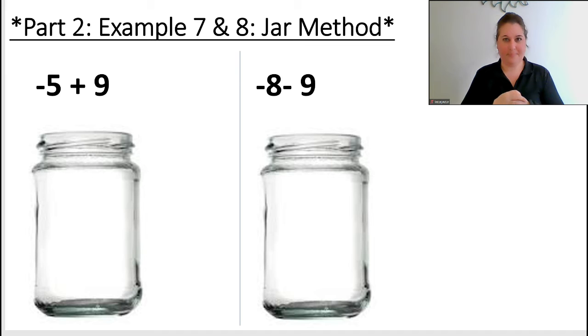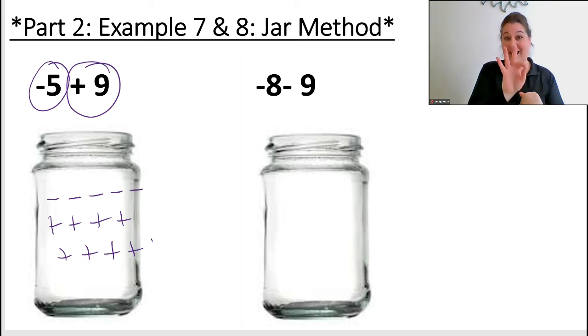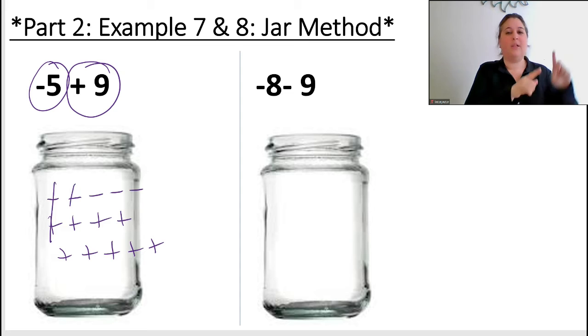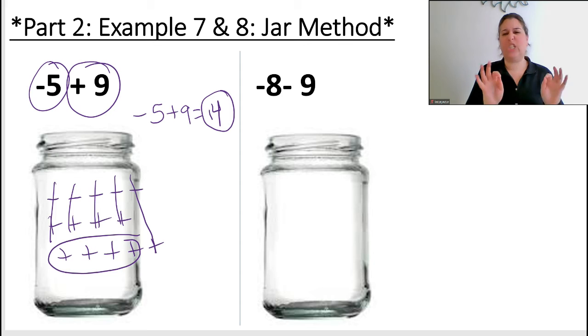All right, let's check out this one. That's 5 negatives. 1, 2, 3, 4, 5. 9 positives. 1, 2, 3, 4, 5, 6, 7, 8, 9. So cancel, cancel, cancel, cancel, cancel. I'm left with 4 positives. So negative 5 plus 9 equals positive 4. You can write it like that, or you can put the plus in front to represent positive. It does not matter.